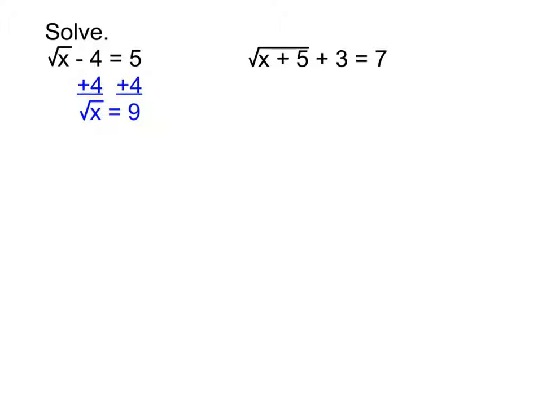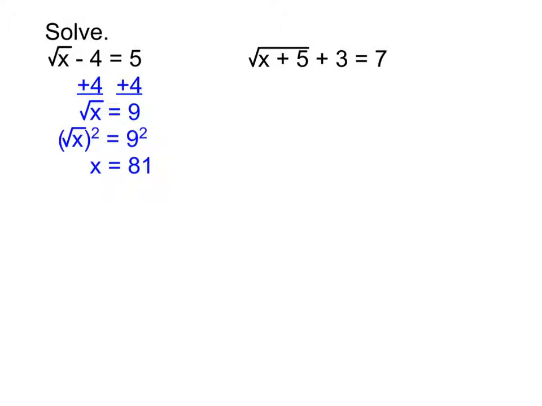So the first thing I want to do for that first problem then is add 4 to both sides. That way I've isolated the square root. Once I've isolated it, then I can get rid of it. So what is the opposite of a square root? That is, what can I do to a square root to make it go away? Yep, we square it. So I then square both sides of the equation. That is, raise both sides to the power of 2.